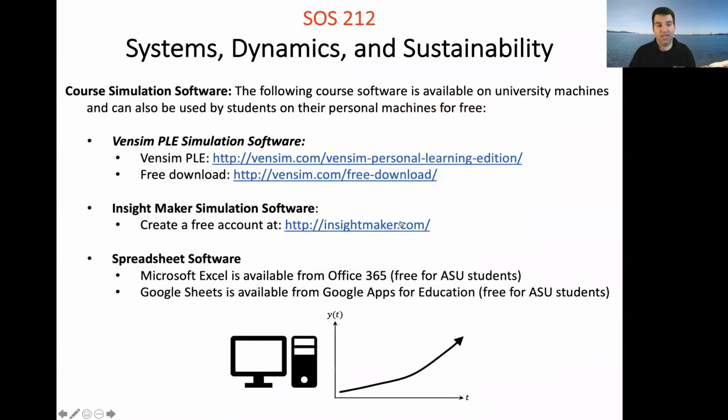The expected course software, I mentioned we're using Insight Maker and Vensim. These are things that, if you're going to come to the in-person lab, will be available on those computers. But they're freely available for you to download onto your computers as well. I've also requested them to be installed on the general computing labs, if you'd like to come to those. They are available on macOS, they're available on Windows, and the web-based ones are pretty much available anywhere. So Insight Maker is web-based, Vensim is downloadable, but again, it has a Mac version and a Windows version.